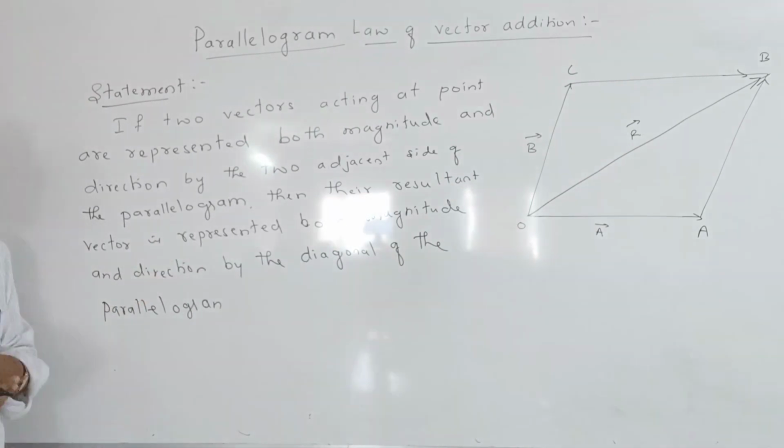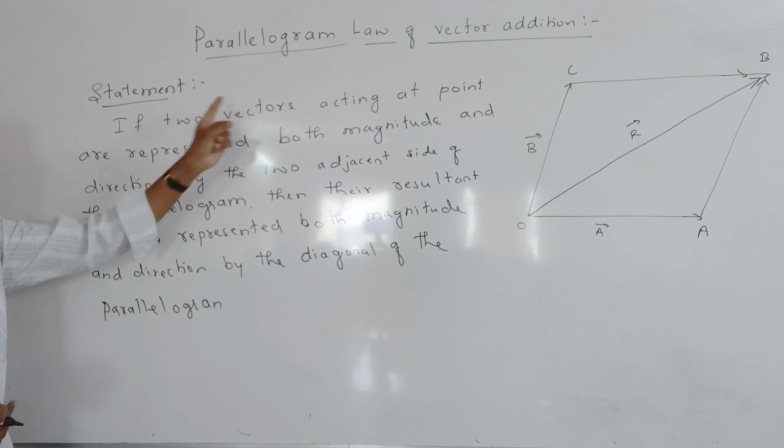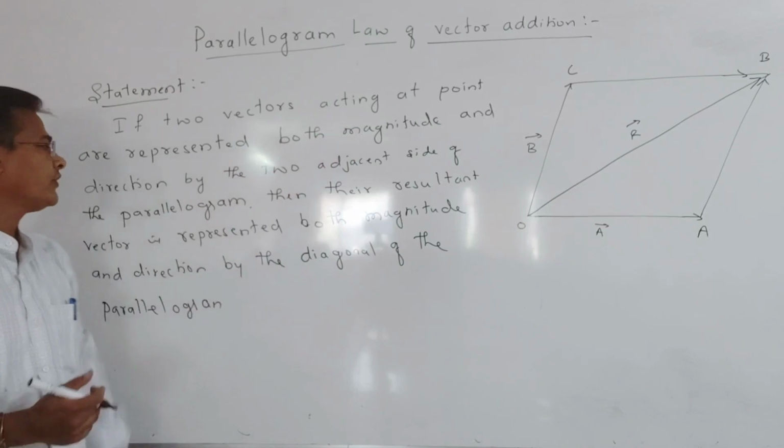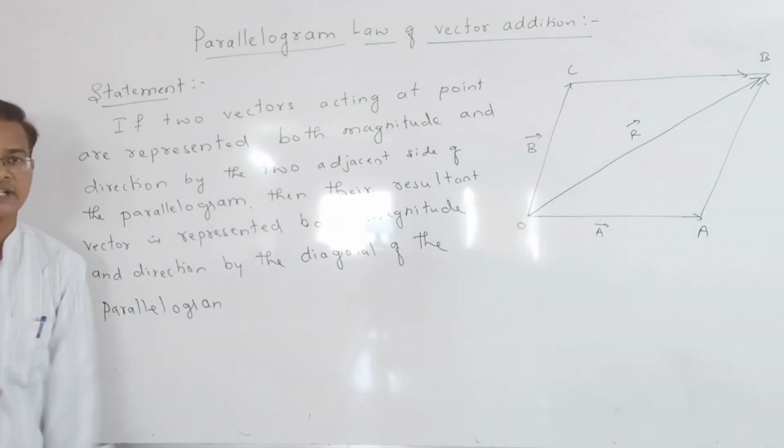So where it is going to be acting, I have not written it here: if two vectors acting at a point are represented in both magnitude and direction by the two adjacent sides of the triangle.